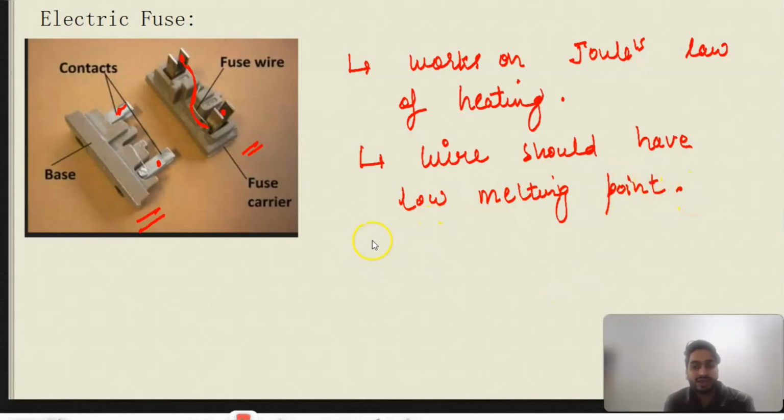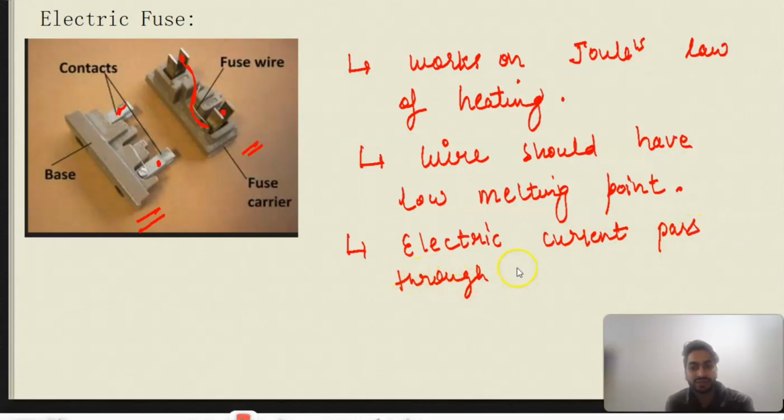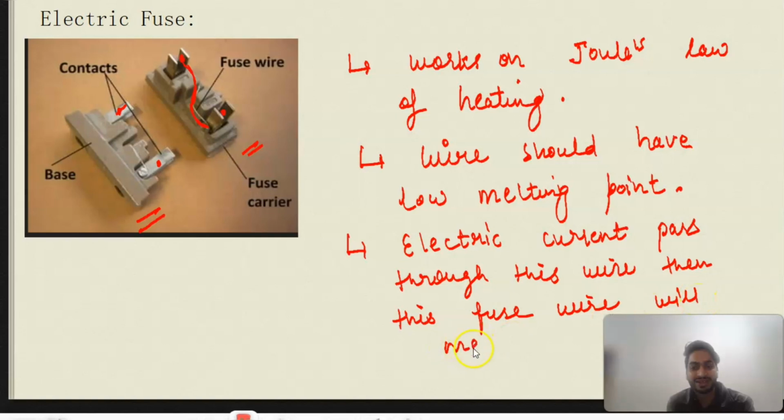Once a high electric current, more than the rating of the fuse wire, passes through this wire, then this fuse wire will melt. This is how it interrupts the circuit. So this is how an electric fuse works.